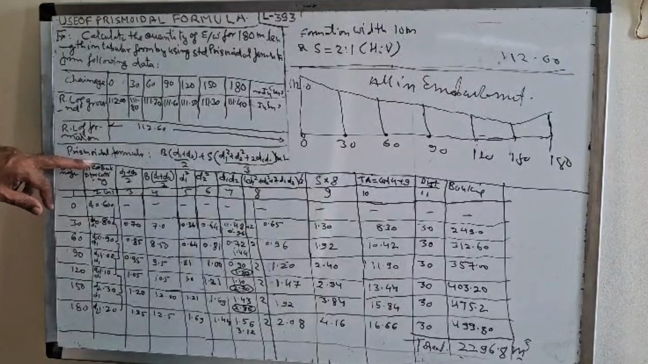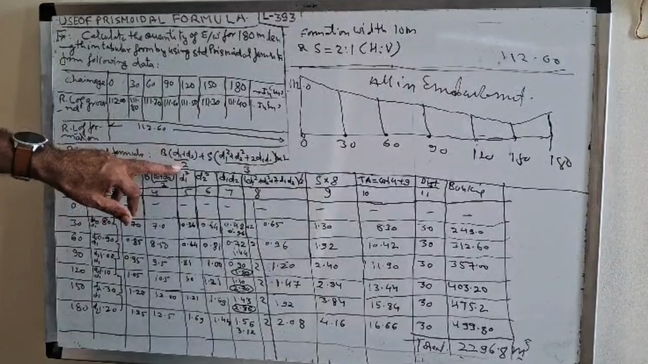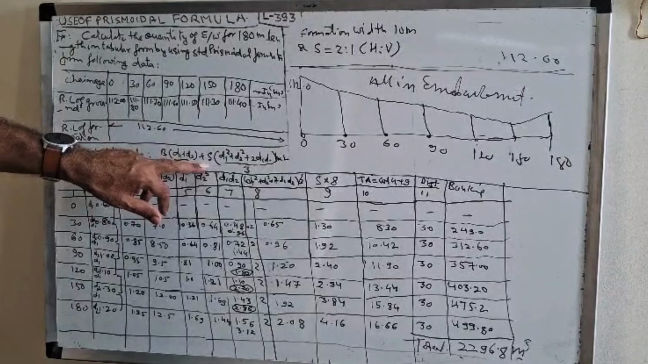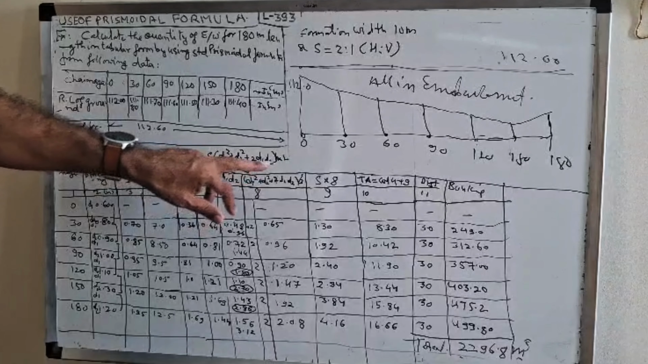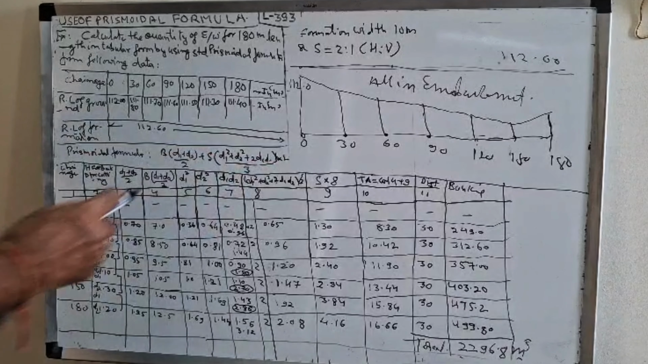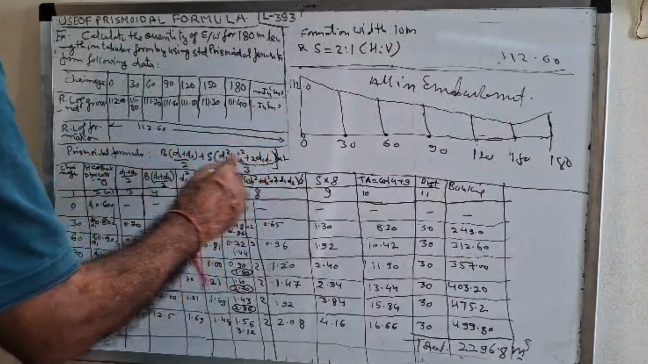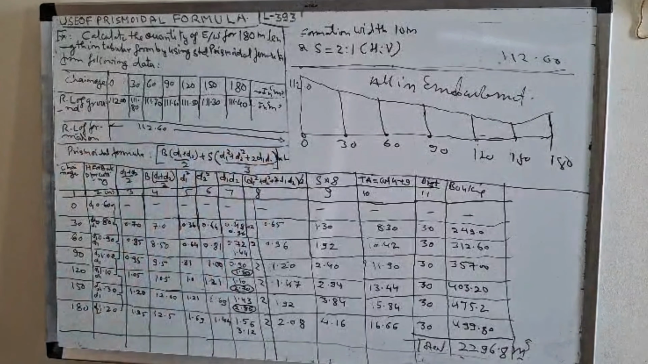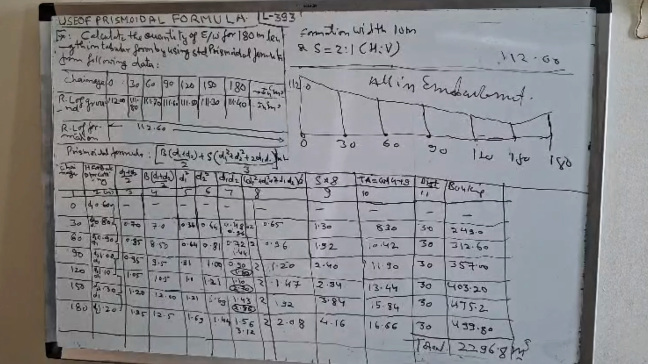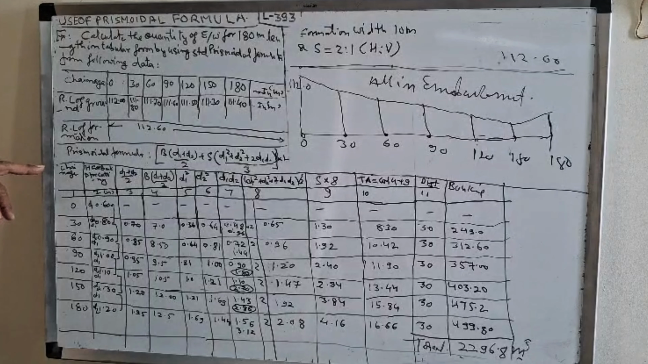So we'll form the formula. We'll go for the Prismoidal formula: B times (d1 plus d2) by 2 plus S times (d1 squared plus d2 squared plus 2 d1 d2) divided by 3. This whole is to be multiplied by L, which will give you the embankment volume.